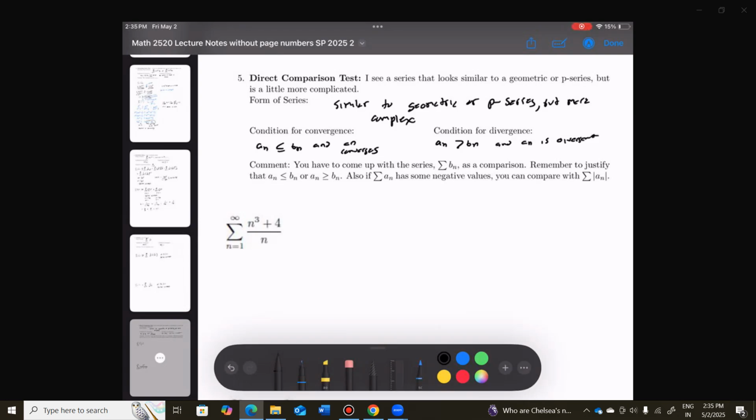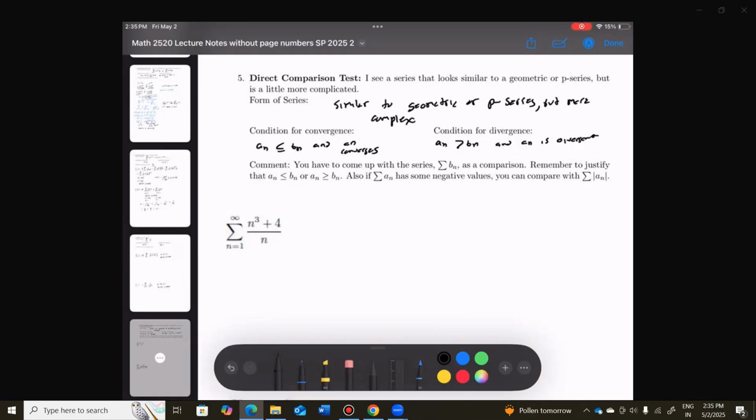So we have to decide on a series for b sub n to compare it to, and then one that we can actually solve as well. And then we have to be able to tell whether b sub n is greater than or less than a sub n on top of that. And then also if a sub n has some negative values, you can always compare it to the absolute value of a sub n.